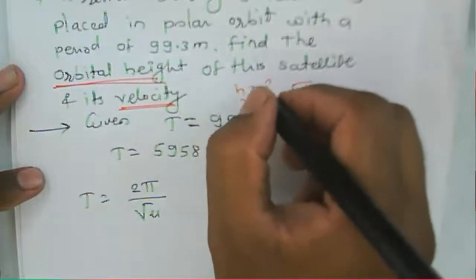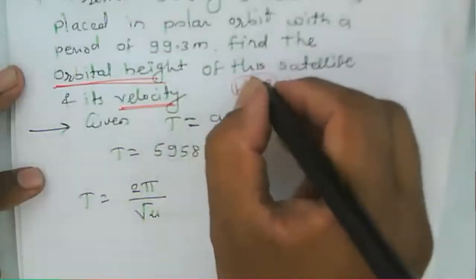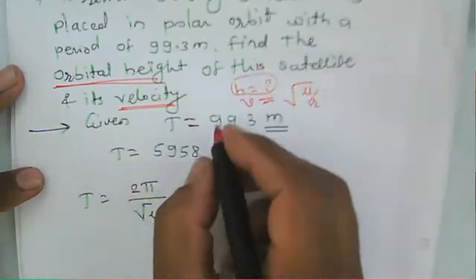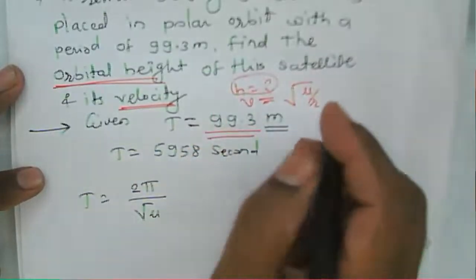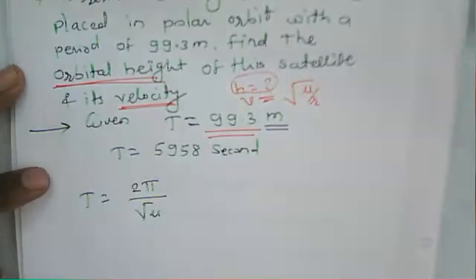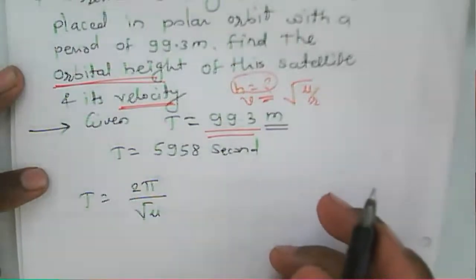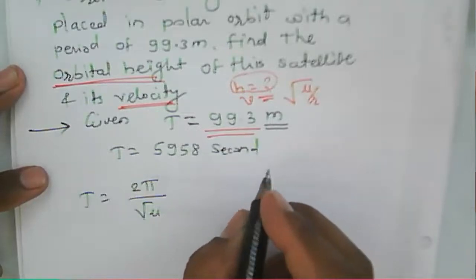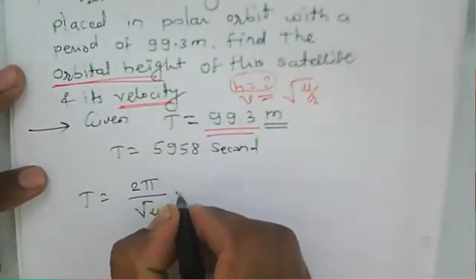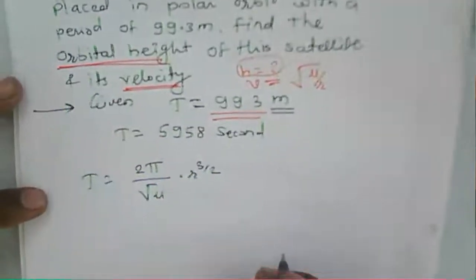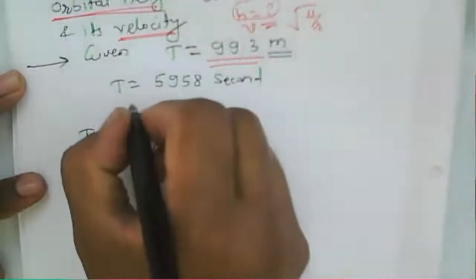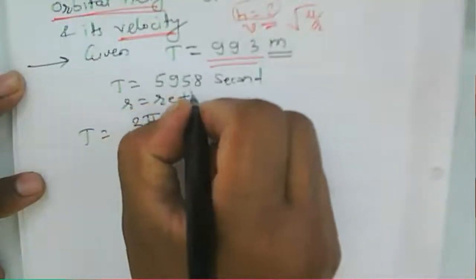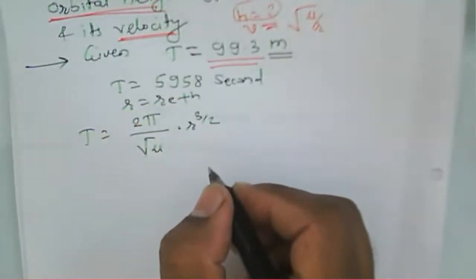But to calculate that altitude, we can use this orbital period there. Because T square, that square of a period, is directly proportional to the cube of the distance from the center of the earth. So that's why T is equal to twice pi under root of mu into r raised to 3 by 2. That r is nothing but what? R we say that Re plus H. R is equal to Re plus H.